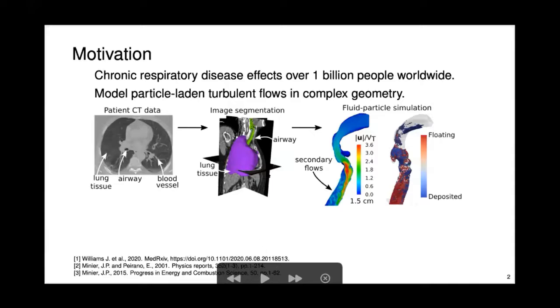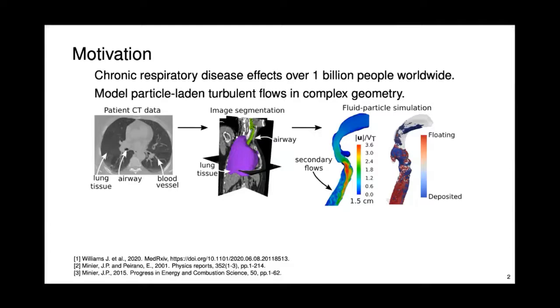But the complex geometry, particularly in the upper airways, like we can see here, taken from CT scans, can create complex flow structures such as recirculation and secondary flows. So unfortunately, we can't resolve all scales, so we have to model the smaller scales, which will influence our prediction of drug deposition.